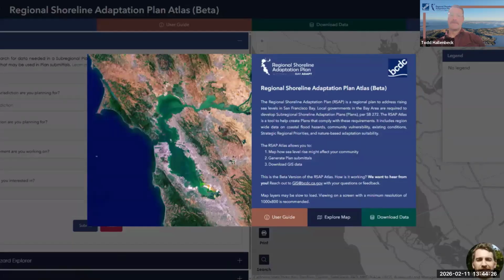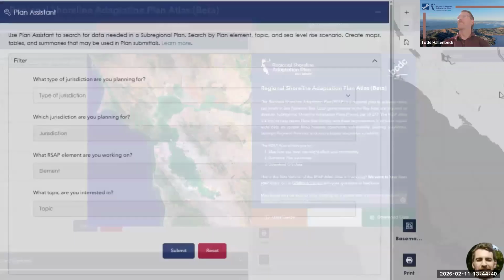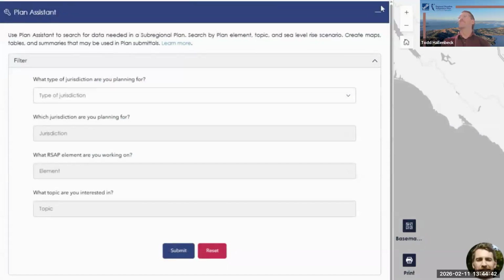Understanding today's shoreline conditions is critical to plan for future impacts. The RSAP Element B requires local governments to look at physical, social, and ecological conditions along the shoreline and review current plans and policies to make sure adaptation efforts are effective. The Atlas supports Element B through the Plan Assistant by providing data about physical, ecological, and social conditions.